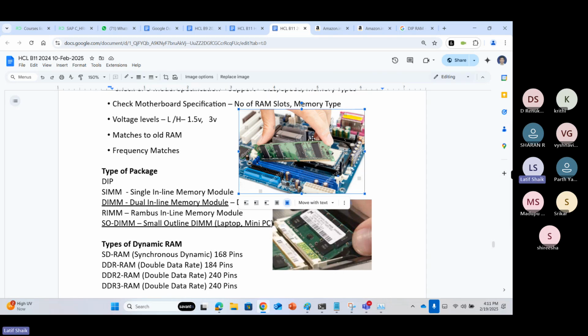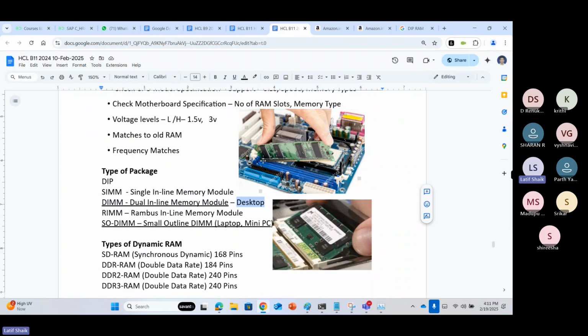DIMM, dual inline memory module, is used for desktop purposes. This is the dual inline memory module. This is our desktop motherboard. The guy is inserting the RAM into the RAM slots. That action is being done. This is the RAM. Dual inline memory module, DIMM, is used for desktop purposes.